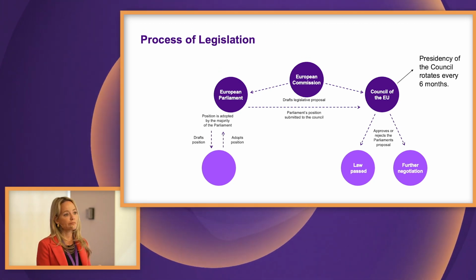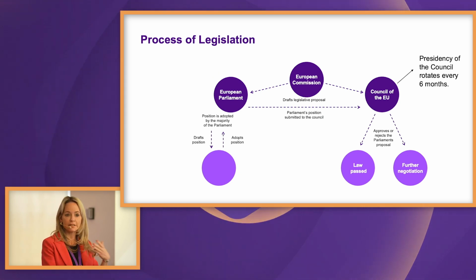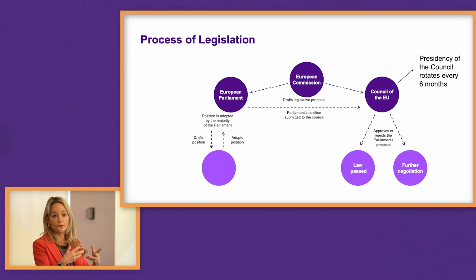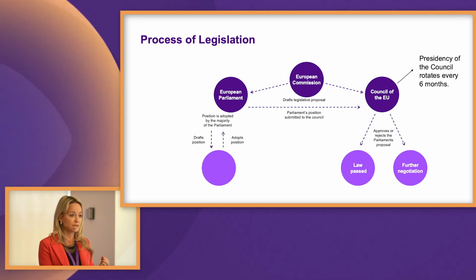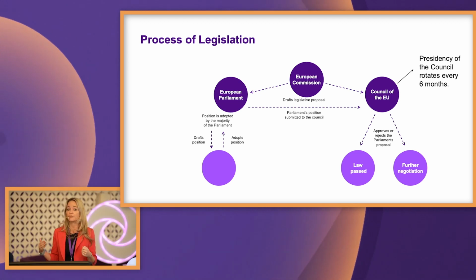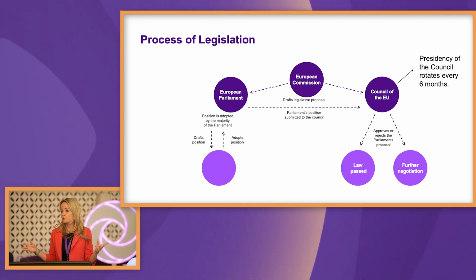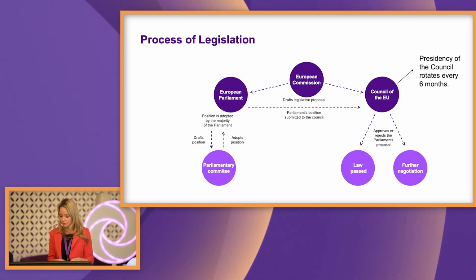So the current presidency of Belgium, because the presidency rotates from member state to member state every 6 months, is really heavily pushing now to get some of the topics across the finish line before June, before we have a new European Parliament, which will certainly have different topics on its agenda.